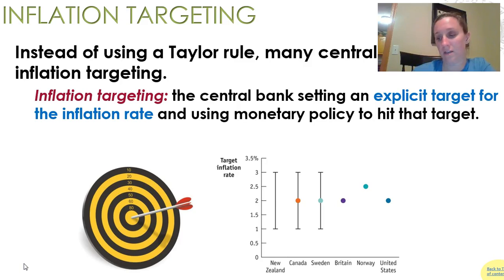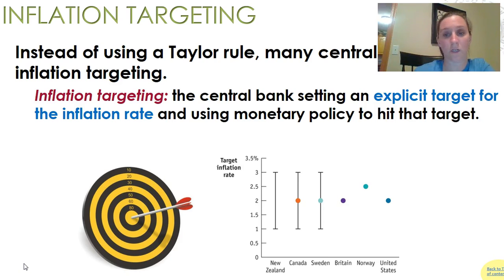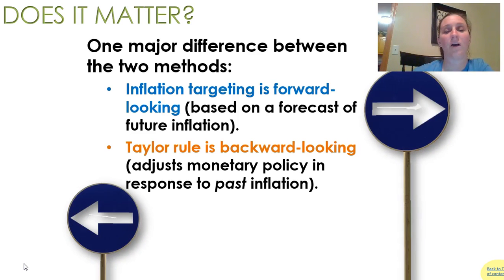Okay, so countries such as Canada, Sweden, Britain, Norway, and the US tend to follow this same type of inflation targeting. Now, the major difference between the Taylor rule and inflation targeting is that inflation targeting says, here's what we want inflation to be in the future, whereas the Taylor rule says, what was inflation this past year? Set the federal funds rate based on that. So inflation targeting is forward-looking, based on expectations, whereas the Taylor rule is backwards-looking.